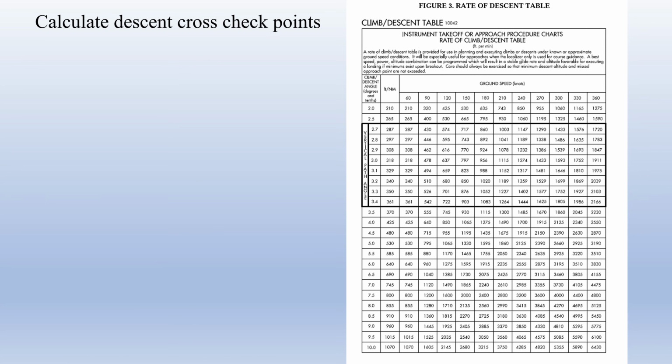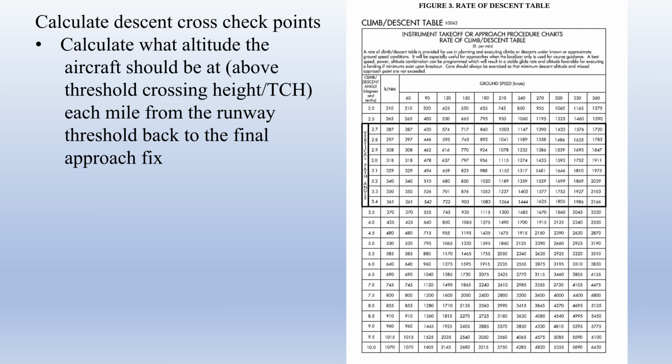So the next thing we want to do is calculate our descent cross checkpoints, and what we do is calculate these once every mile, and this tells us whether we are high or low as we're coming down on the approach. So for the descent cross checkpoints, we want to calculate what altitude the aircraft should be above the threshold crossing height for each mile we are away from the runway, starting at the threshold and moving back to the final approach fix. So to do this, we want to first find our vertical path angle, which again is 3 degrees on the localizer to runway 16 in Fayetteville.